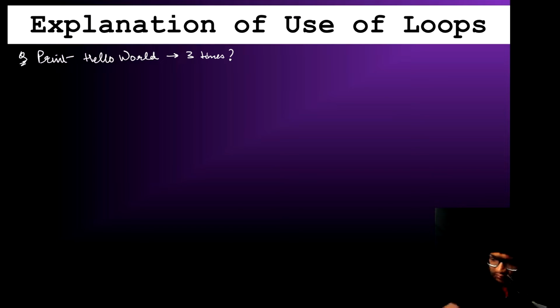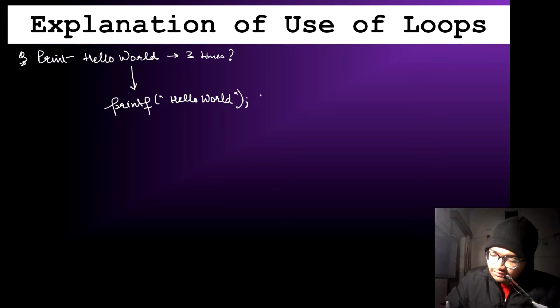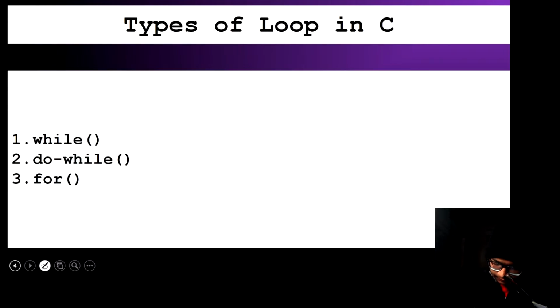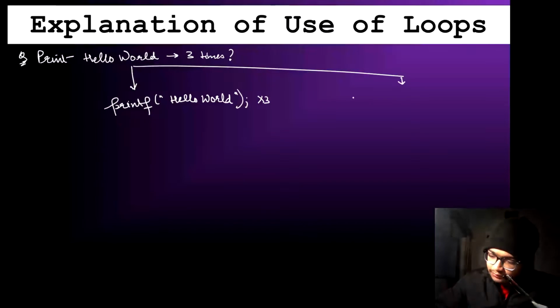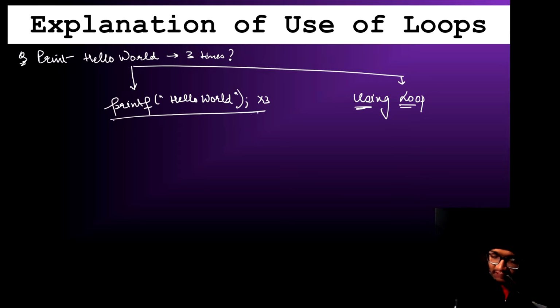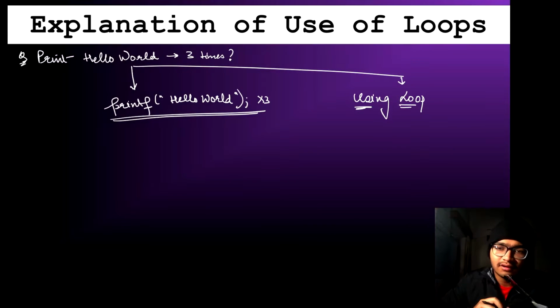Now see, there are two ways to do this. One way is using printf three times, which is the obvious thing you are going to tell: printf hello world, and you do this three times. And there is another way, which is by using loops. You can print hello world three times using loops, and also by the conventional way, which is printf hello world three times.